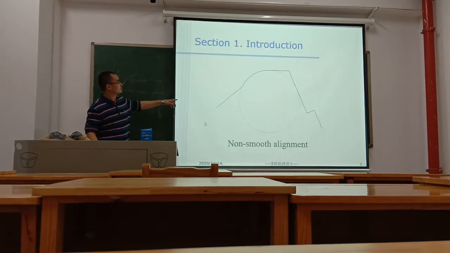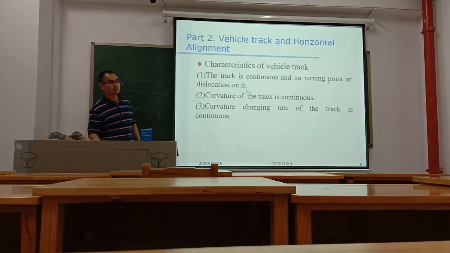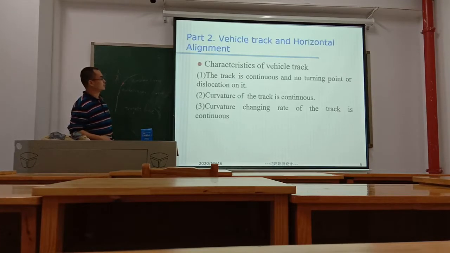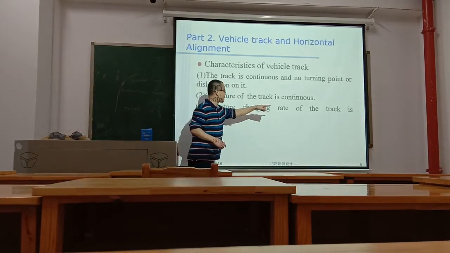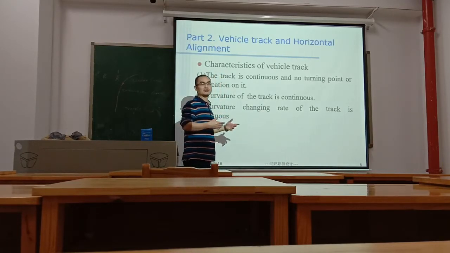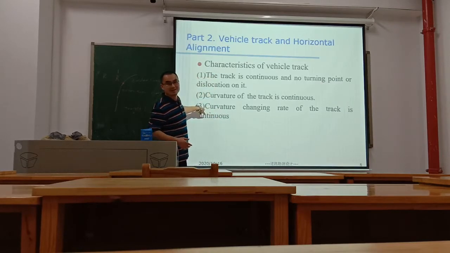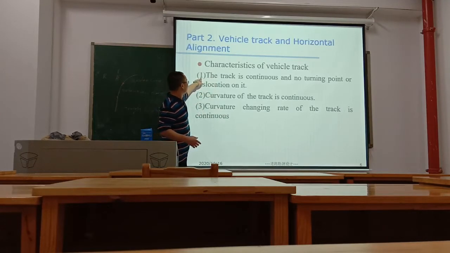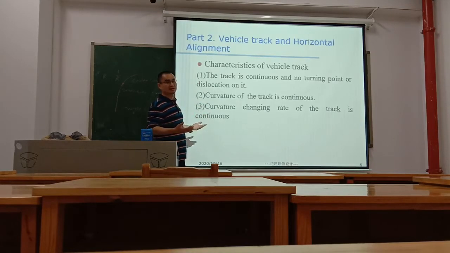Oh, I see. I was looking at the definition of curvature. So the changing rate of the curvature of the track is continuous. It's difficult to understand this characteristic. But the first and the second we can understand. The third characteristic is difficult to understand.